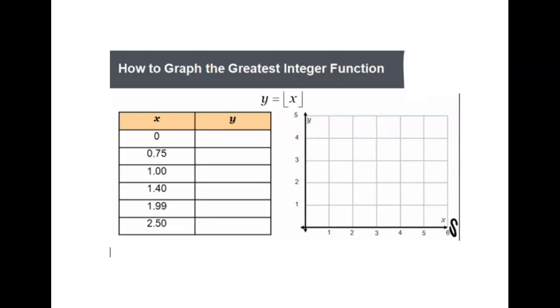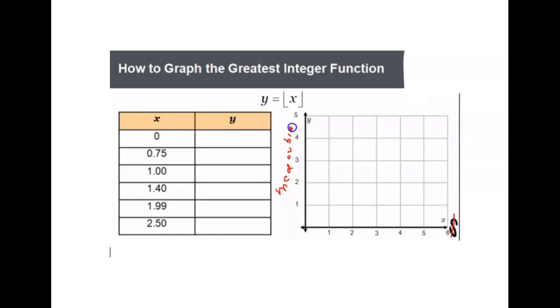How do you graph the greatest integer function? Well, let's think about the McDouble situation. Let x be the amount of money that I have in my pockets, and y be the amount of McDoubles I can get at McDonald's. So we've got our McDoubles.